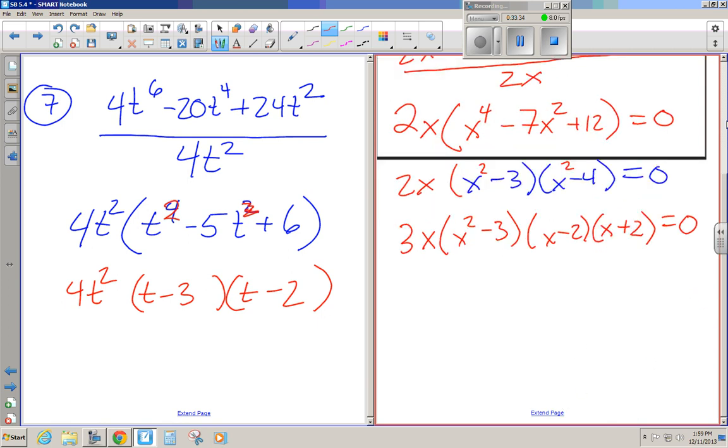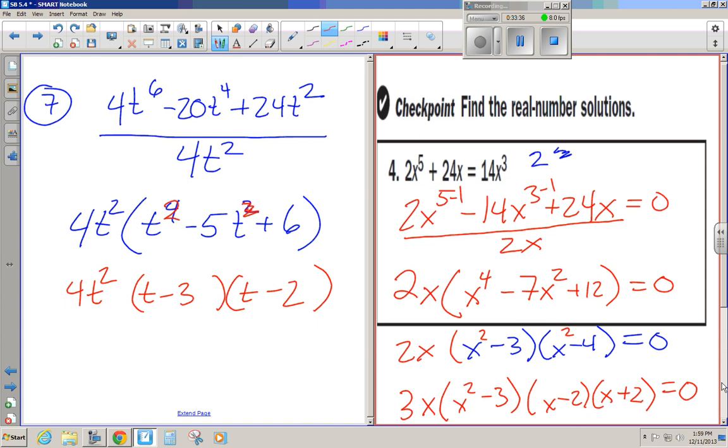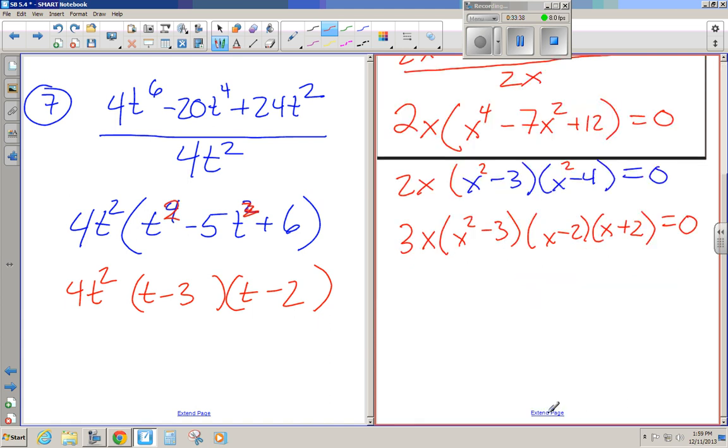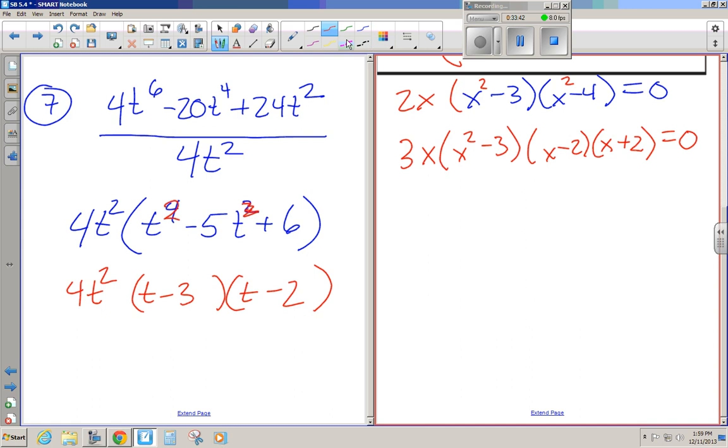Now, the directions ask you to find the real solutions, though. So for this one, the real solutions are at 0, 2, negative 2, and x squared minus 3. That one doesn't come out nice. You have to actually add 3 to both sides.